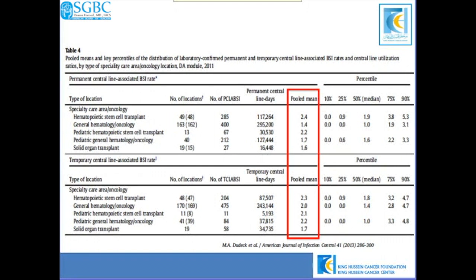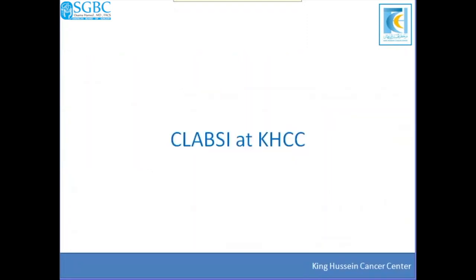And for temporary catheters, it's the same. It's around 2 for cancer patients in the United States. And if you look at the median, it's persistently below 2. So what's the story here at King Hussein Cancer Center?